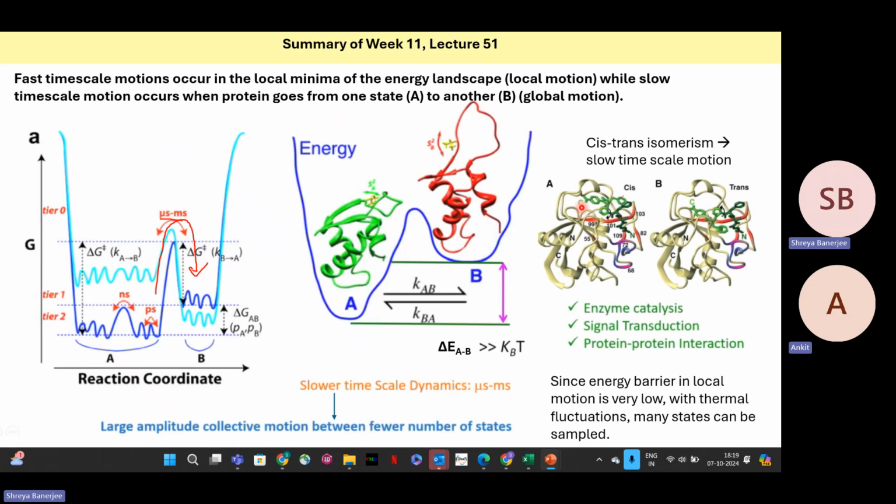So out of cis or trans, one is the functional isomer and one is the non-functional isomer. This large energy barrier between the two states of the protein has to be overcome so that it can adopt the functional isomer and carry out whatever function the protein is supposed to carry out. In the local motion, the energy barrier is very low. So just by varying the temperature a little bit, that is, with thermal fluctuations, you can interchange between the states very nicely. But for the global motion, you require a lot longer time.